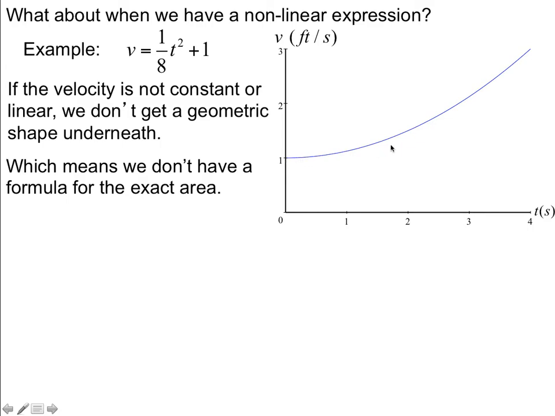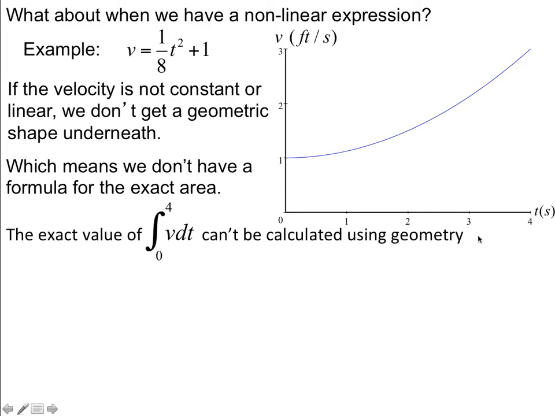trapped between the function here and I go out to 4 seconds again, here's that region, we can't represent this region. So from 0 to 4 of this velocity function, 1/8 t squared plus 1, we can't use geometry to calculate this. We don't have a geometry formula for something that has 3 segments and a quadratic top. So using one geometry formula to find the area of this purple region just isn't going to work.